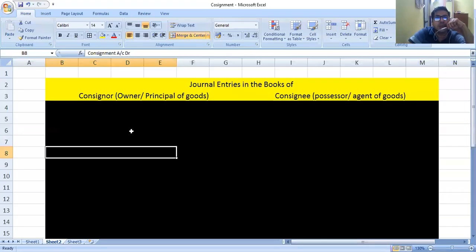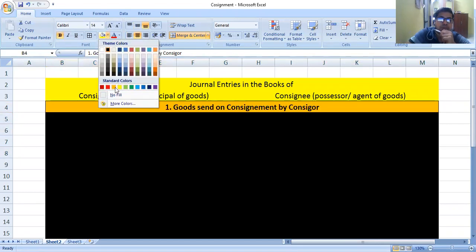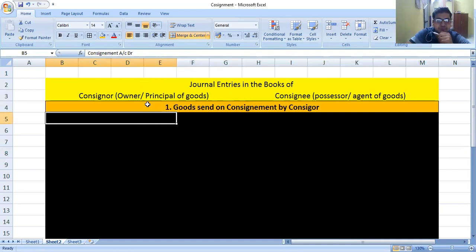Entries: general entries in the books of consigner and general entries in the books of consignee. We will discuss them now. First transaction: goods sent on consignment by consigner. Consigner sent his goods to the consignee. So what will be the entry we have to pass in the books of consigner?